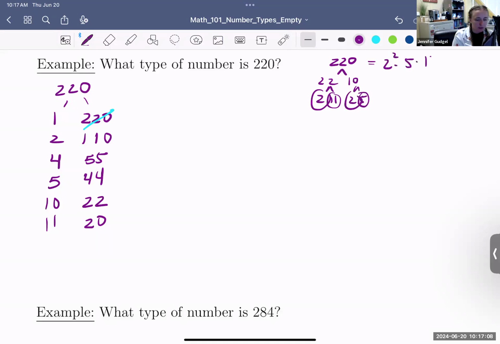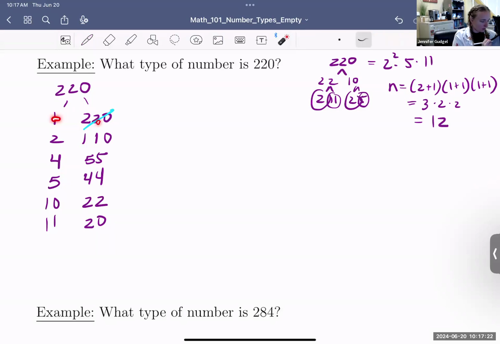We do the prime factorization. The number of factors was 2 plus 1 times 1 plus 1 times 1 plus 1 for each of the exponents there. That's 3 times 2 times 2, which is 12. 1, 2, 3, 4, 5, 6, 7, 8, 9, 10, 11, 12. You know you found them all.